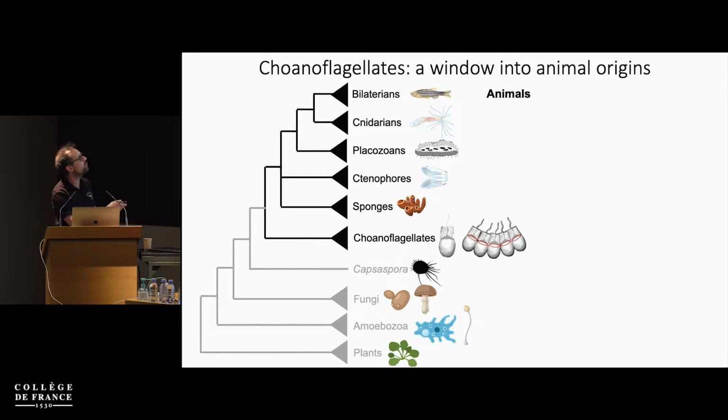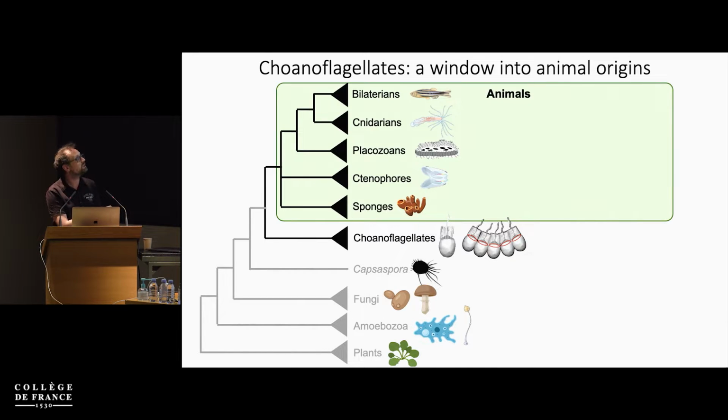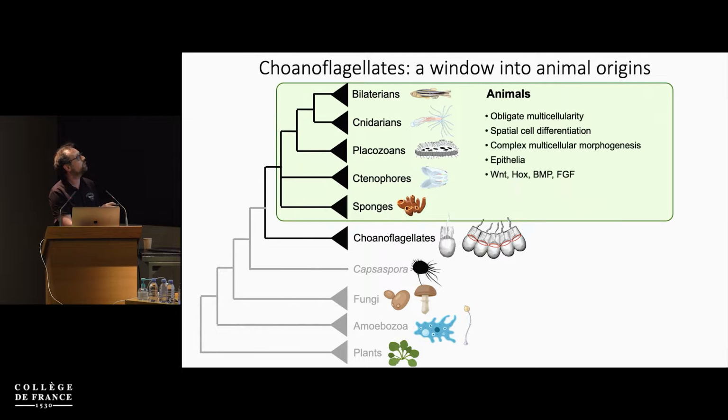And that implies that if you now consider those animals in an evolutionary context, so this would be the group of animals in the evolutionary tree, they all come from a common ancestor. And all the features these animals have in common, including what I just mentioned, the multicellularity, the cell types, the morphogenesis, some particular tissues like epithelia, and some molecules like Wnt, Hox, BMP, FGF, which are important in development. All of these features likely date back to the last common ancestor of all these animals, which implies that the last common ancestor was already a fairly complex organism. It already had some version of all of these features.